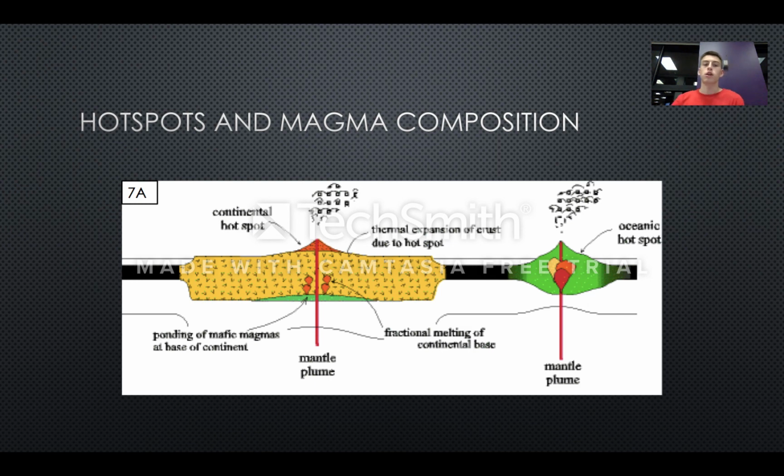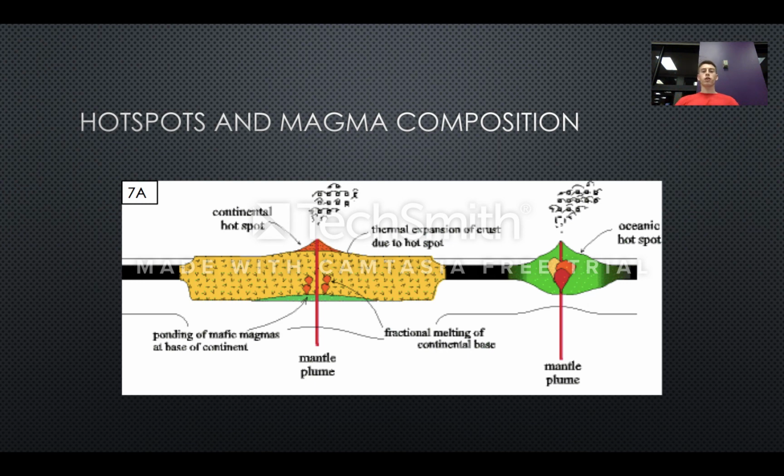There are two types of hotspots: oceanic, which occur under oceanic crusts, and continental, which occur under continental crusts. In the oceanic hotspots, magma only has to travel through the thin basaltic oceanic crust and therefore remains mostly mafic, but in continental hotspots, the magma must travel through that thick continental lid and becomes felsic in the process. So that's similar to continental arcs.